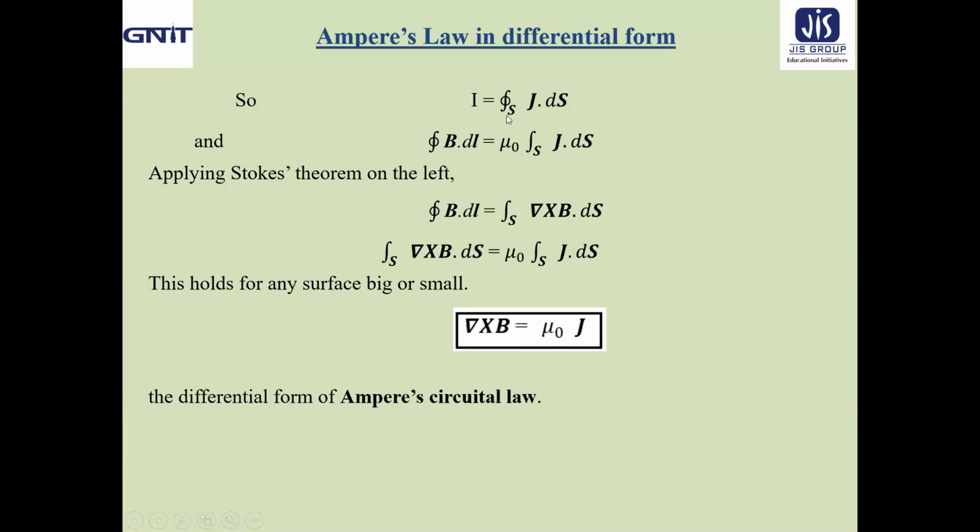So I, the total current, is expressed as J dot ds, because J is current per unit area. Integrating over a closed surface gives us the total current I encircled by the contour C. Now B dot dl equals mu naught I according to Ampere's circuital law in integral form. Let us now replace this I by J dot ds here. So B dot dl equals mu naught J dot ds.